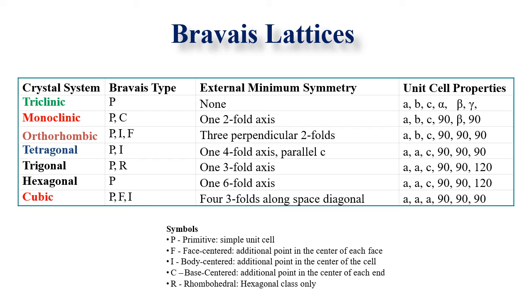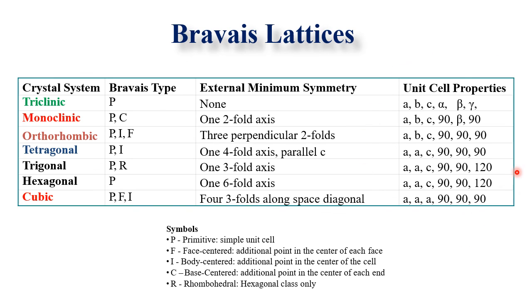So there are different Bravais lattices in different crystal systems. For example, in triclinic we have only one Bravais lattice. In monoclinic we have two. In orthorhombic we have three. In tetragonal we have two. In trigonal we have two. In hexagonal we have one. In cubic we have three types of Bravais lattice, and these are unit cell properties like the relationship of axes and the angle between the axes.